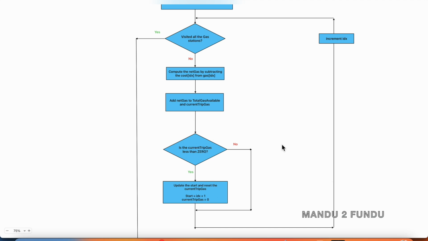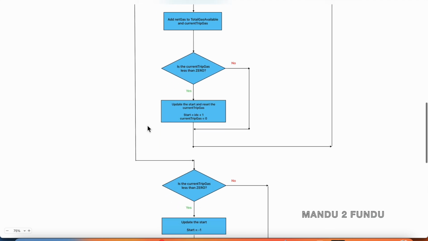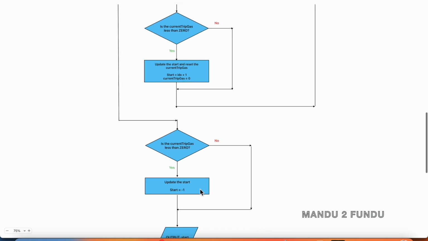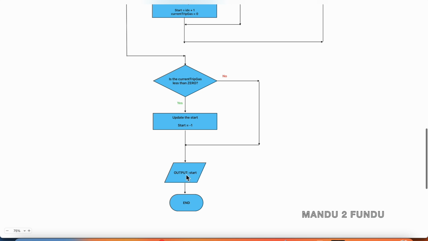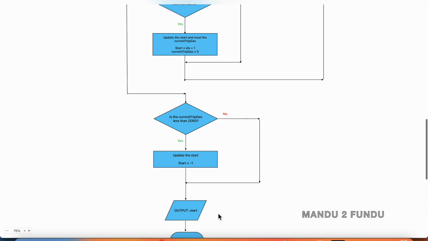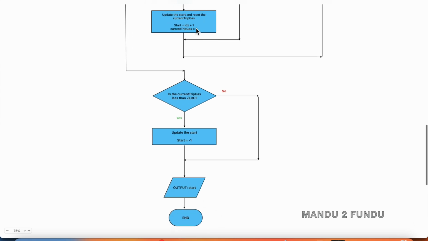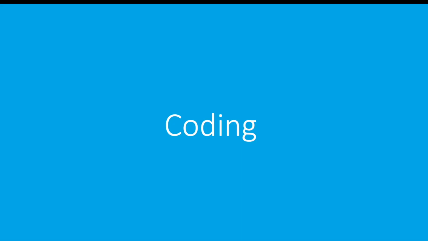So once all the stations are visited, when we come out, we check whether the total gas is less than 0. That means the total amount of gas available in all the stations is less than the cost of moving from one station to the other. So in that case it's not possible to make a round trip. So we set the starting point as -1 and we return that starting point. Otherwise, whichever station from which we can make a circular trip will be set in the start variable in this loop. Let's move on to coding.